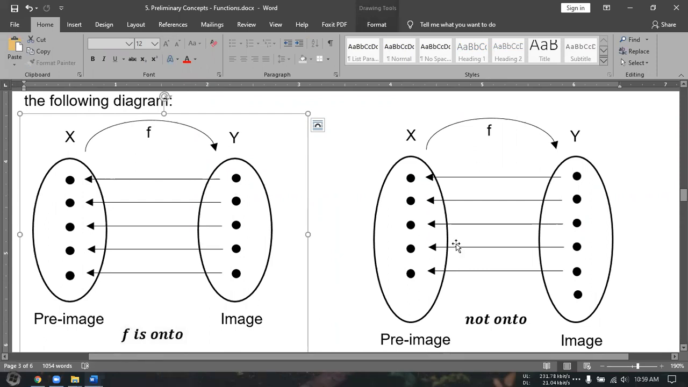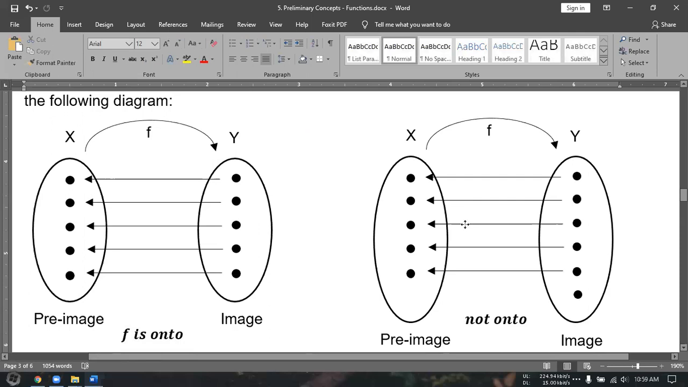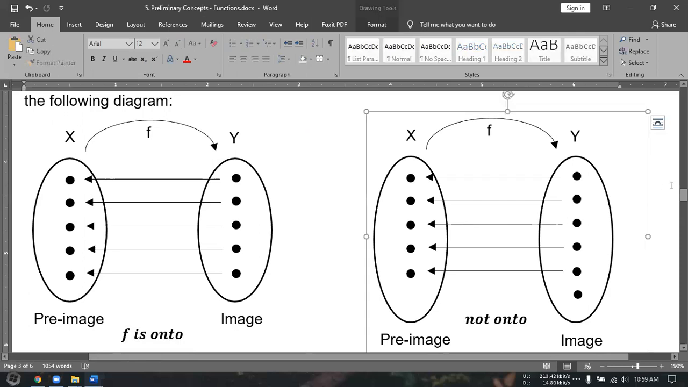F is onto. And when do we say that a function or a mapping is not onto? Let's try to observe the elements of y. Elements in y pala. There is this one element in y that is not an image of a certain element in x. Therefore, this cannot be an onto. Although function pa rin ito. Although this is still a function.